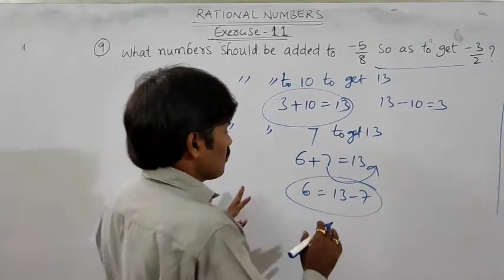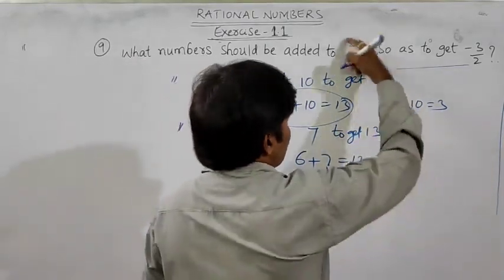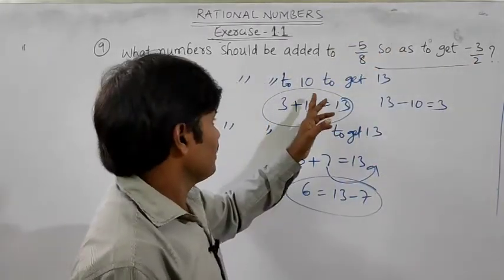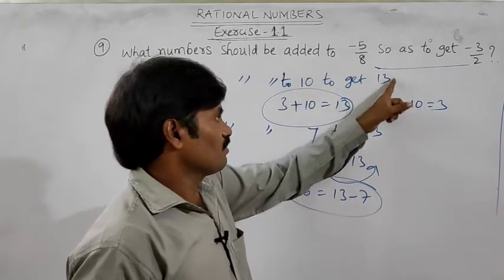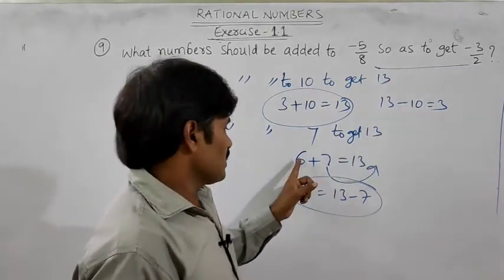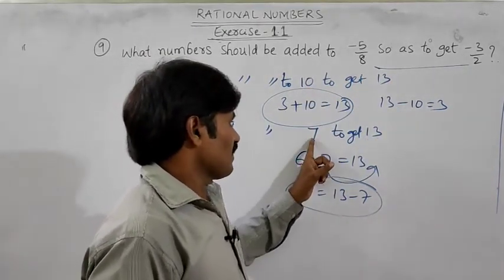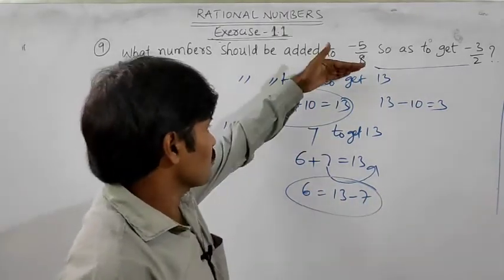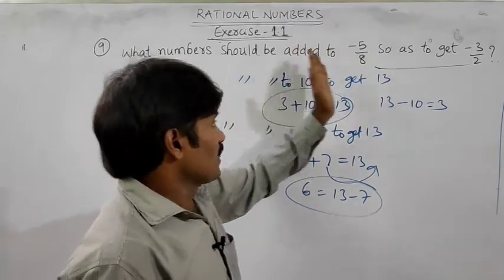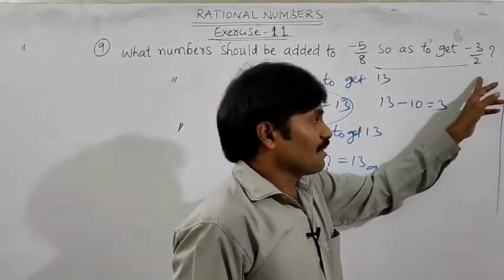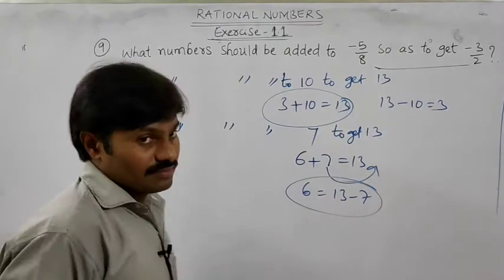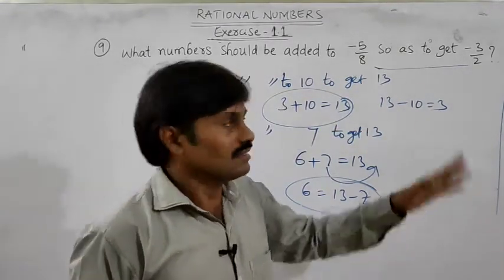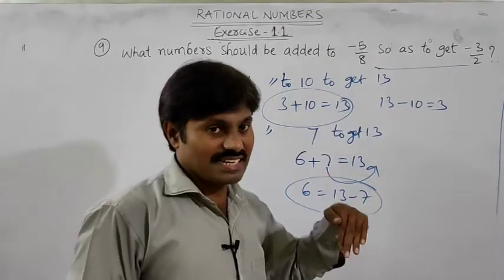So simply here also what do I have to do? I have to subtract minus 5 by 8 from minus 3 by 2. See what I did here? I have subtracted 10 from 13. In this example I have subtracted 7 from 13. I got the answer. Similarly, in this case also, if you subtract minus 5 by 8 from minus 3 by 2, we will get the required number. Okay. So that is why I have taken whole numbers and applied the same question for easy understanding.